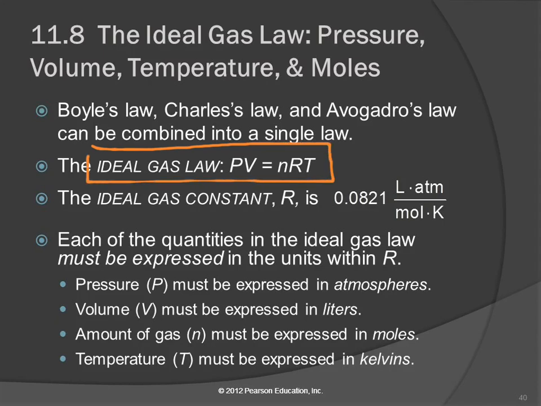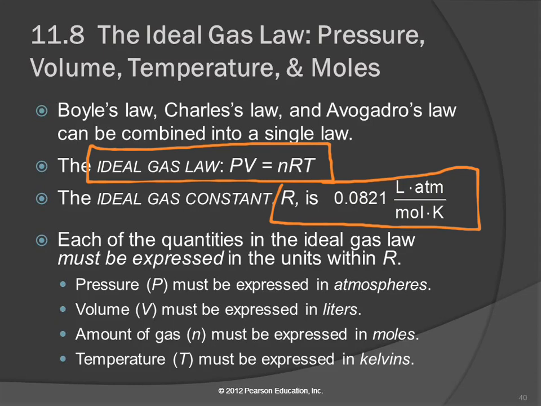This is an important one. PV equals nRT. So we've seen P, V, n, and T before. We haven't seen R. R is the ideal gas constant, and that's 0.0821 liter atmospheres per mole Kelvin. Okay, so that's a really weird unit, isn't it? I'll show you in a minute where that came from.